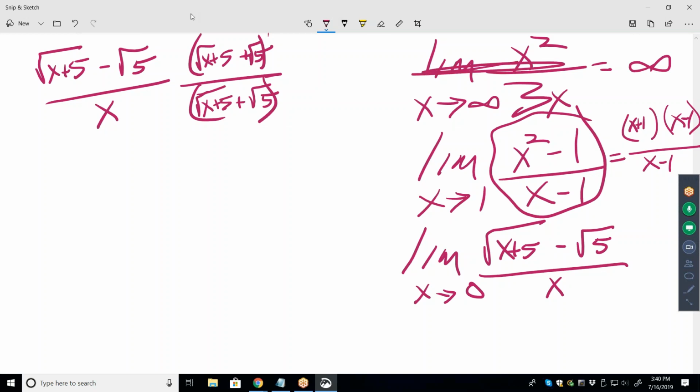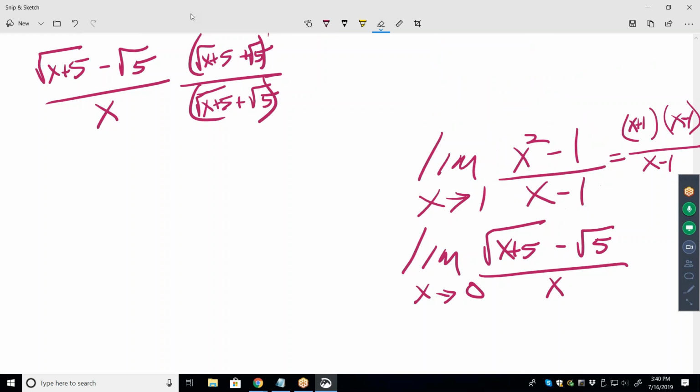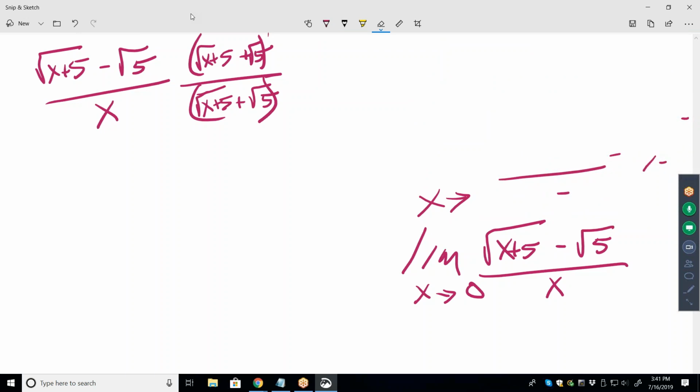Because it's self-defeating, it takes you in the wrong direction. In other words, all of these limit problems are going to be where stuff cancels. And if you want to cancel stuff, then you don't want to distribute it. So what do I get when I do this multiplication?